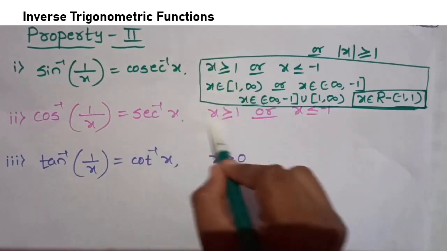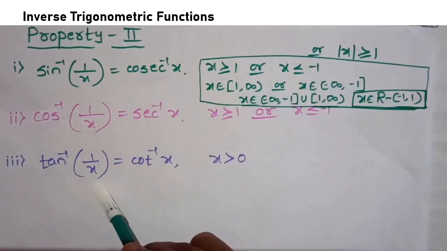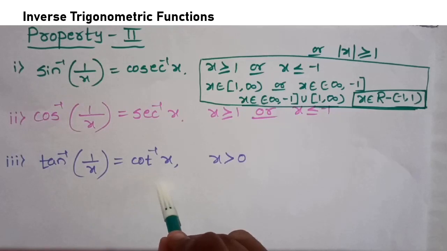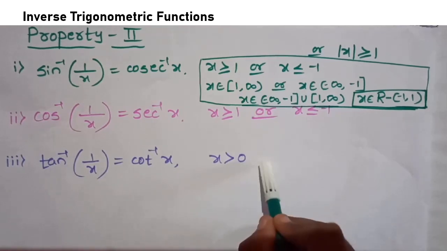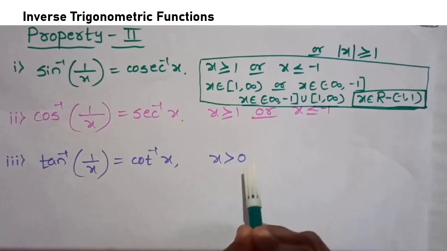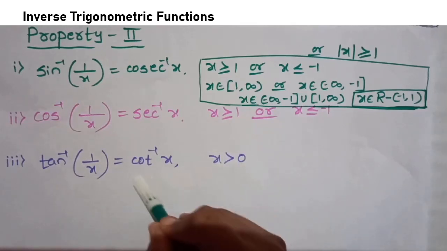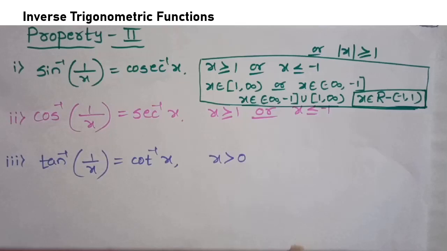In this particular domain only, all these properties exist. For these two the same domain is there, but for tan inverse 1 by x is equal to cot inverse x, the condition should be x greater than 0; then only this property exists. Now let me prove all these properties. They can ask in the exam to prove this property: prove sine inverse 1 by x is equal to cosec inverse x. They can ask this question for 2 marks.